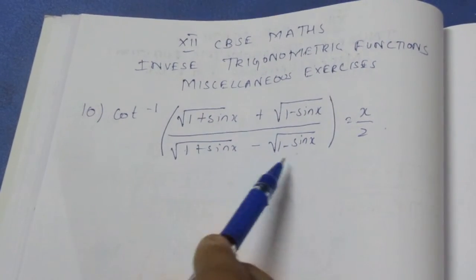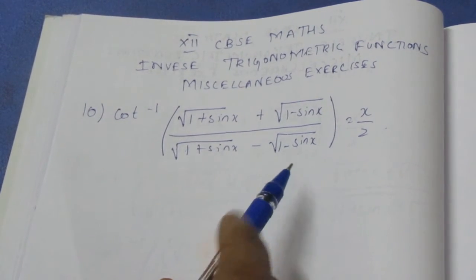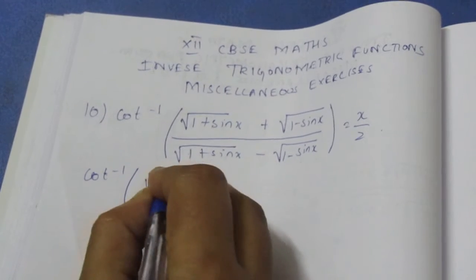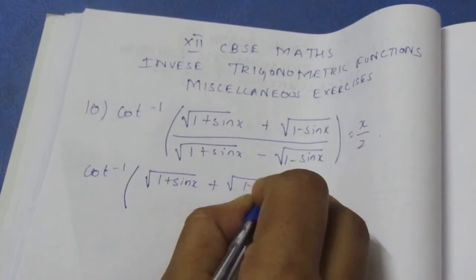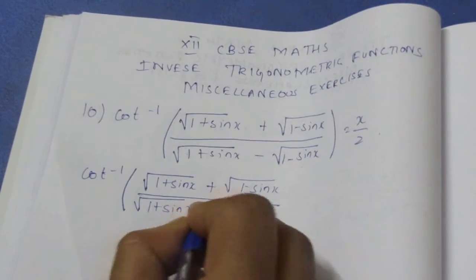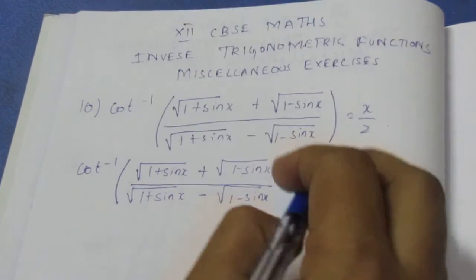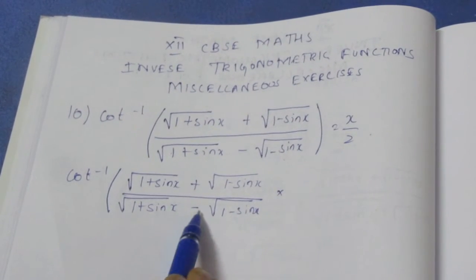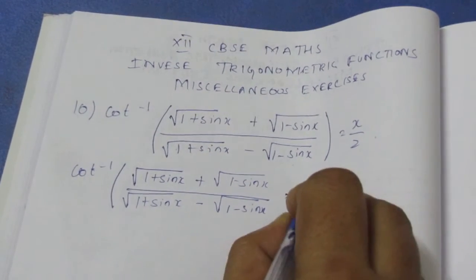Here, seeing it is in root, usually if it is in root we always think of conjugating. Now I am going to conjugate it. So cot inverse of root of 1 plus sin x plus root of 1 minus sin x by root of 1 plus sin x minus root of 1 minus sin x, into the same thing. Conjugate is nothing but just multiplying with the opposite sign in the denominator. Here it is minus, so I am going to multiply it with plus.